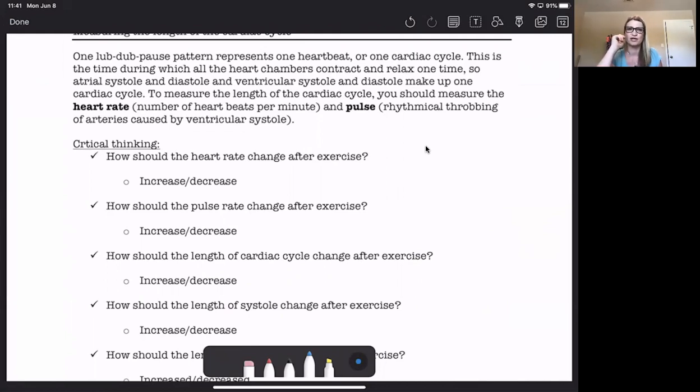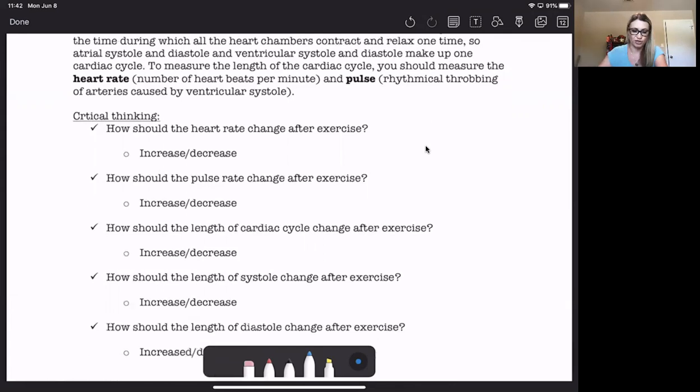I don't remember, but you can just use your critical thinking and ask, after exercise, what does my heart do? What does my heart rate do? Does my heart rate increase when you exercise or decrease? That should be a pretty straightforward answer right there. And if you don't know, then do some jumping jacks and see what your heart rate does. What does your pulse rate do after exercise? And that's both of those.